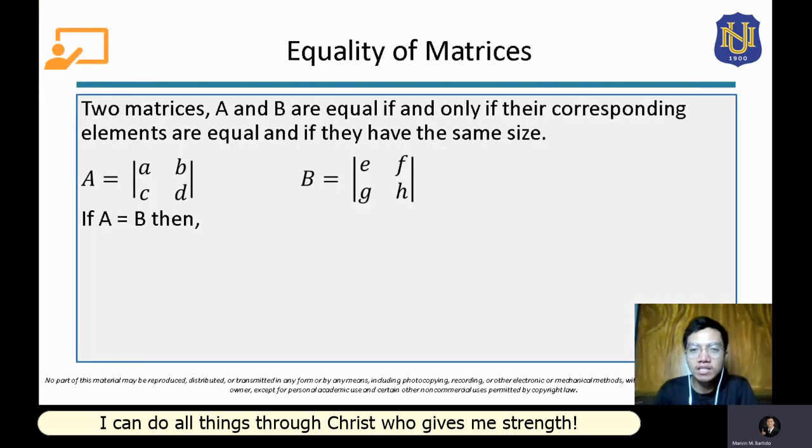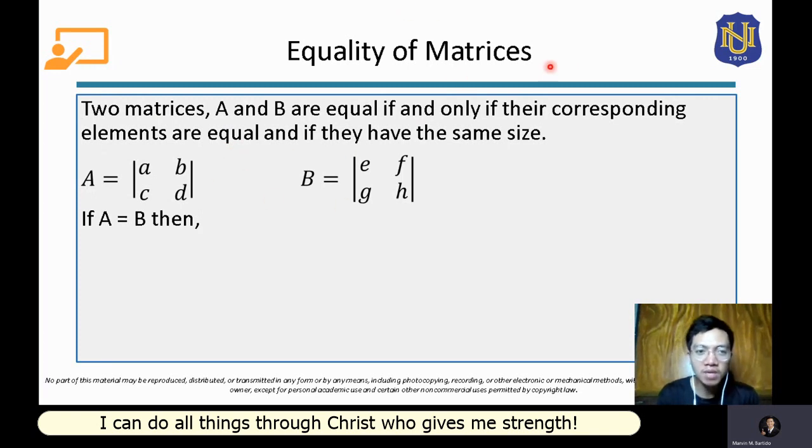So let's proceed now to equality of matrices. Two matrices A and B are equal if and only if their corresponding elements are equal and if they have the same size. Okay, so we can only apply the equality of matrices if the matrices have the same size. Let's say we have here matrix A and matrix B.